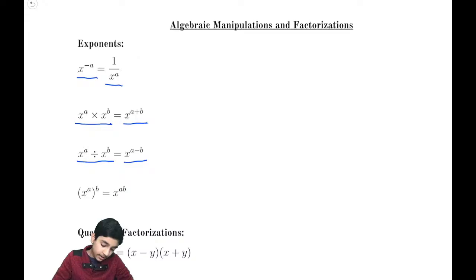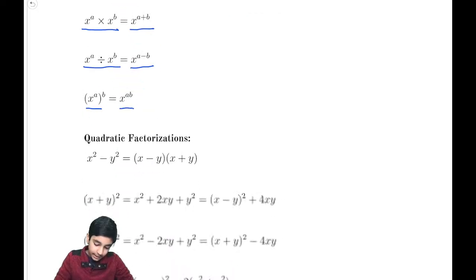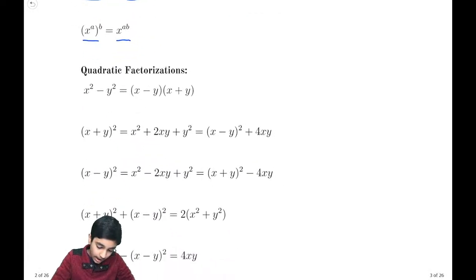And then we also have that (x to the a) to the power of b is x to the a times b. So basically, when you're dividing exponents, we subtract the powers. When we're multiplying them, we add the powers. And when you're raising to a power, we multiply the powers. Some factorizations here. So x squared minus y squared is equal to (x minus y) times (x plus y).